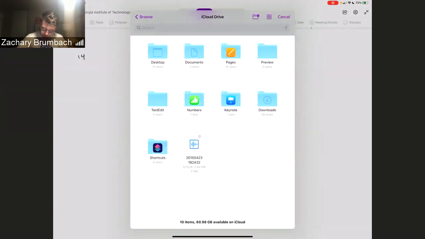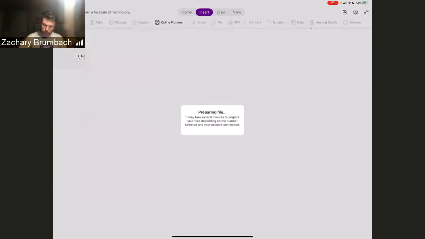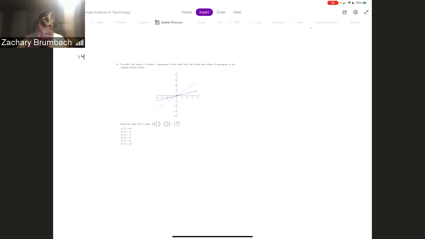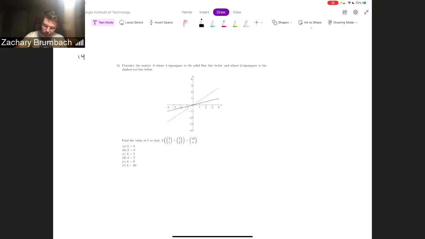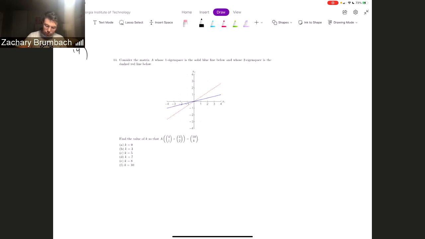File, desktop, there it is. Okay. So here we have this one eigenspace and here's this 2 eigenspace. Find the value of k such that A times this combination of these two is equal to whatever. Okay, we're trying to find k.